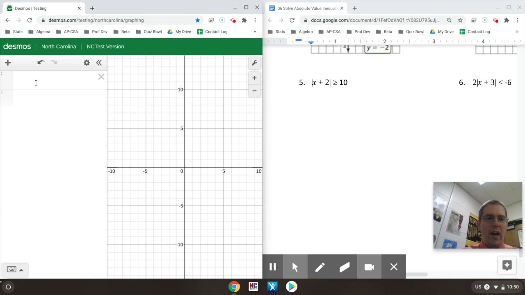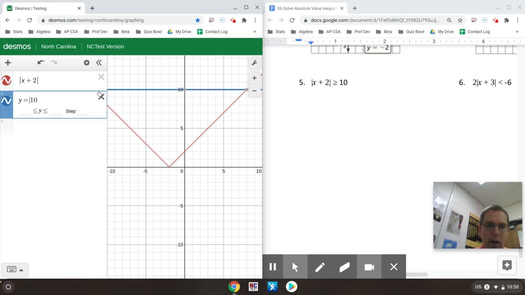Okay, for number 5 and 6, they didn't give us the graph, but that shouldn't be a problem. If you pull up Desmos, once again, I recommend the testing version. So I have the absolute value of x plus 2 on one side, and then 10. Once again, just a 10 won't graph, but a y equals 10 will. So now I have a red line for the absolute value, a blue line for that.